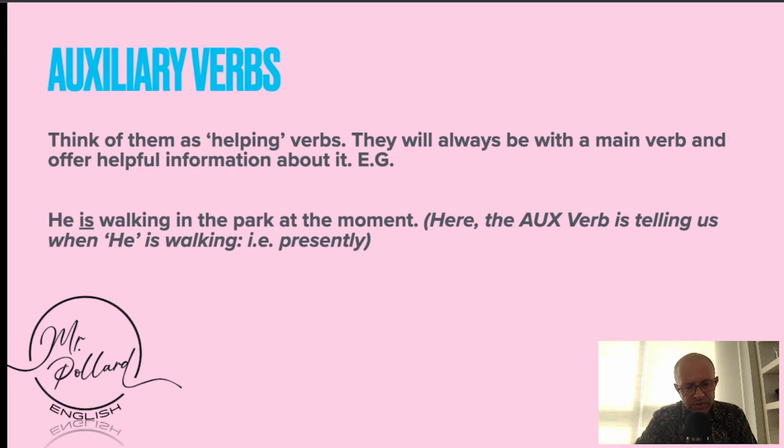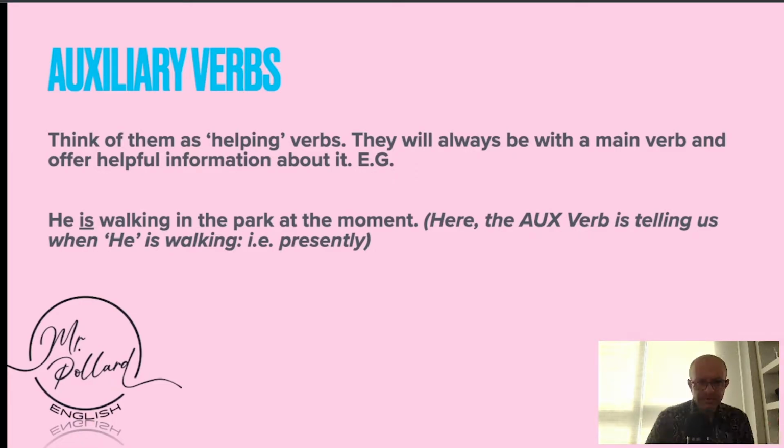The underlined words then are what we call auxiliary verbs. Think of them as kind of helping verbs. They will always be with a main verb and offer helpful information about it. For example, he is walking in the park at the moment. Here, the auxiliary verb is telling us when he is walking, i.e.